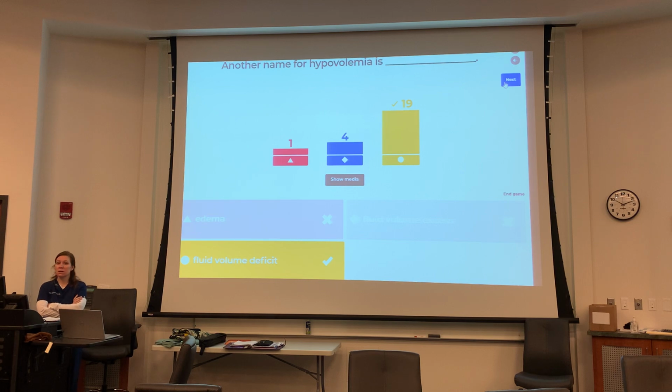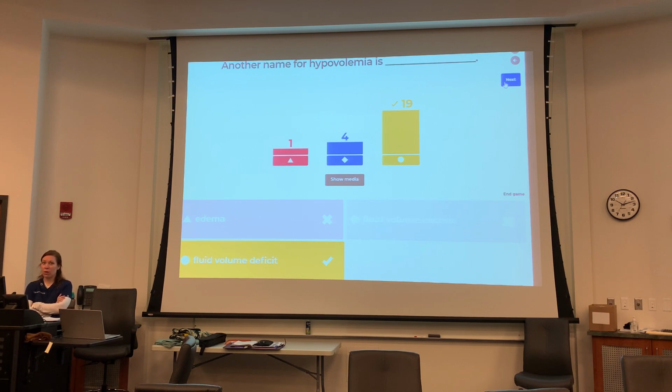What else? Capillary refill. Slow capillary refill. Decreased output. Very good. Concentrated urine, very good. Okay, what about vitals? Lower blood pressure. Low blood pressure? Anything else? Increased pulse. Maybe tachycardic, okay, because of that decreased perfusion.